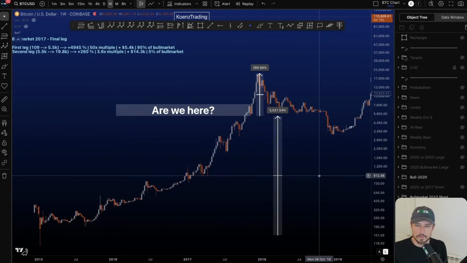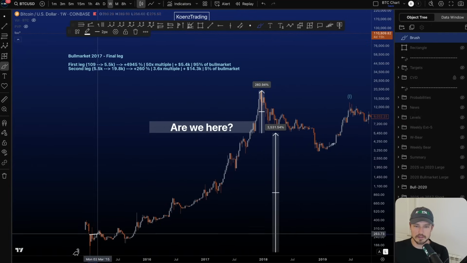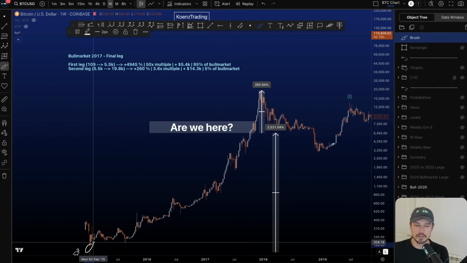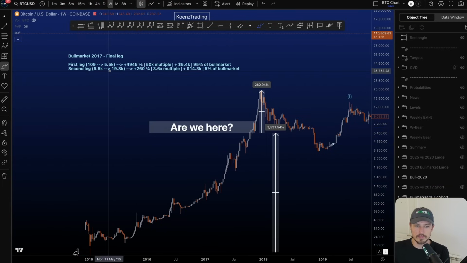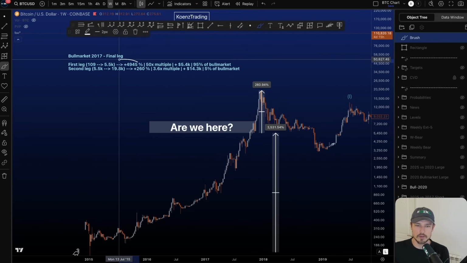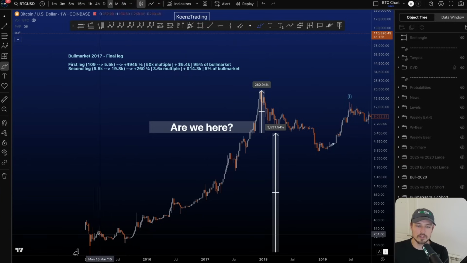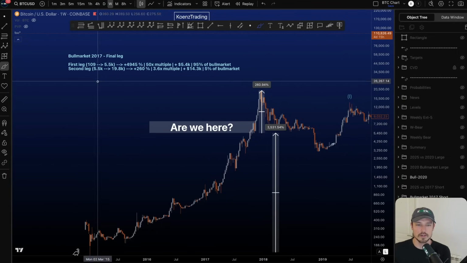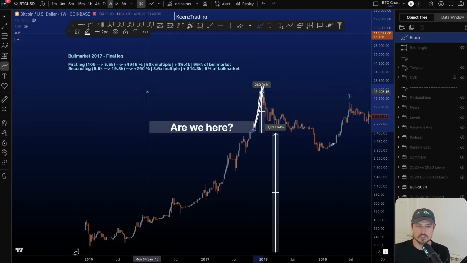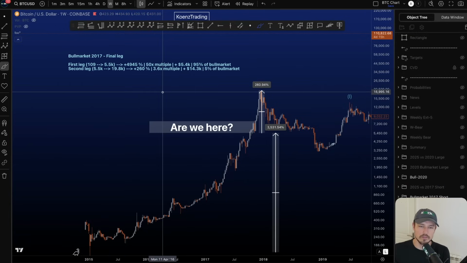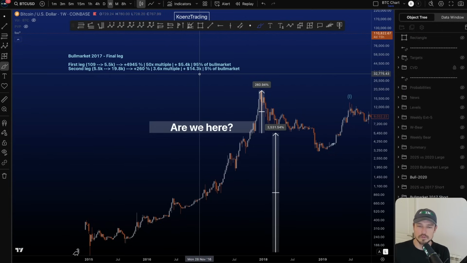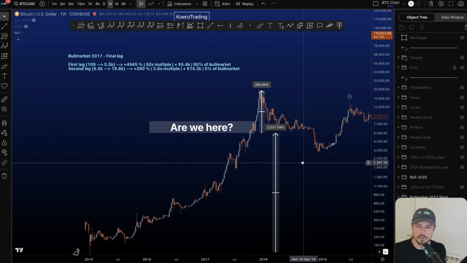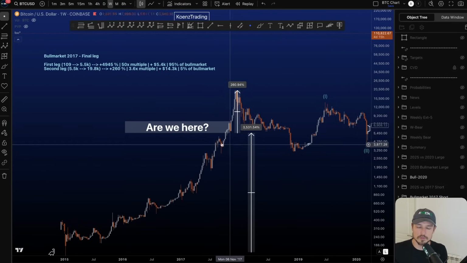So let's compare. The move to the upside, the first leg, basically from the low here to the low of this wave 4, $109 to 5.5K. It was about 5,000%, a 50x multiple, a 5.4K increase, and it contained about 95% of the bull market. The second leg, which is this final stretch here from 5.5K to 19.8K, if we want to be exact, was about 260%, a 3.6 multiple, a 14.3K move towards the upside, and it contained about 5% of the bull market. Are we here? I would personally prefer to be here.